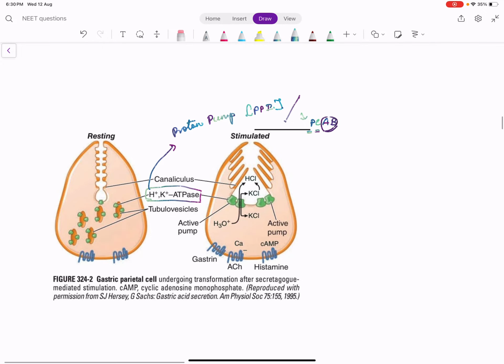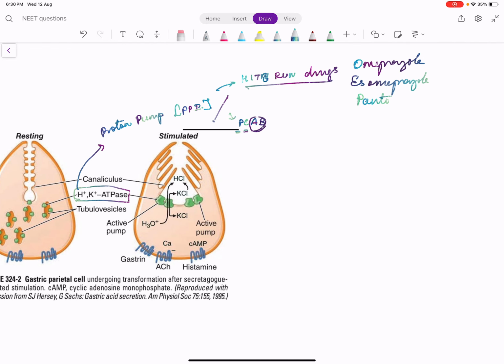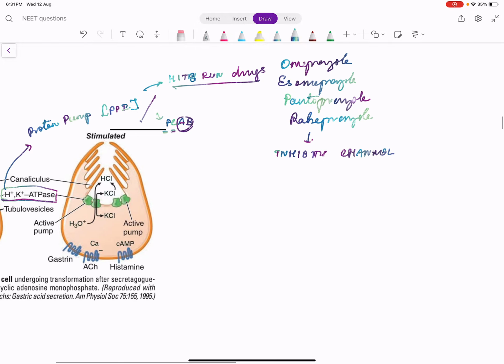So usually proton pump inhibitors are called hit and run drugs. Because once proton pump inhibitors like omeprazole, esomeprazole, pantoprazole, rabeprazole, if some of these drugs are given and it binds to the K plus H plus ATPase pump, it never leaves. Right? So it inhibits the channel forever. So till the next channel is produced, the inhibition will last.